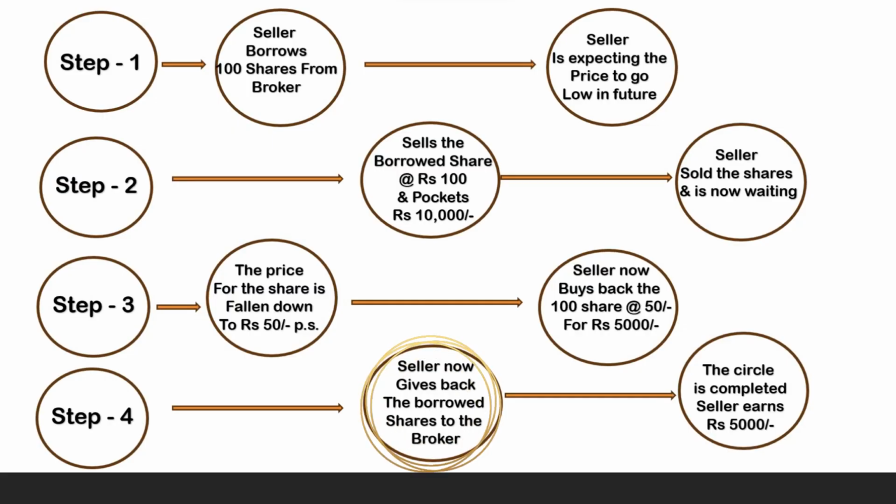So you earn 10,000 in the morning, but you spend back 5,000 to get those shares back. So you made a profit of 5,000 rupees. Before the day ends, you hand over the 100 shares back to your broker and your day is done with a profit of 5,000 rupees. So this is how you can sell first and buy back the share and still earn profit using intraday trading strategy.